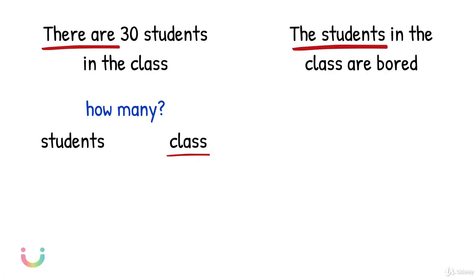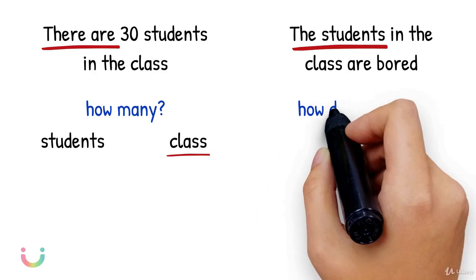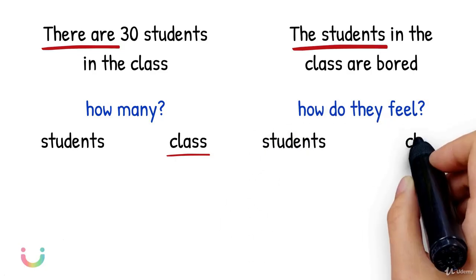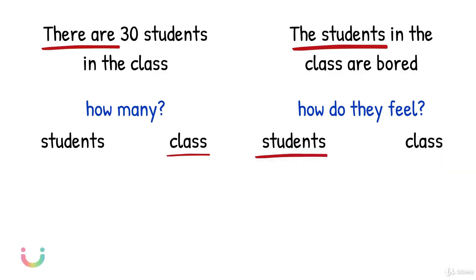There are 30 students in the class. The students in the class are bored. Now, it's the answer to the question, how do the students feel? It's not about their number or location, not about some non-specific students. It's about particular students.